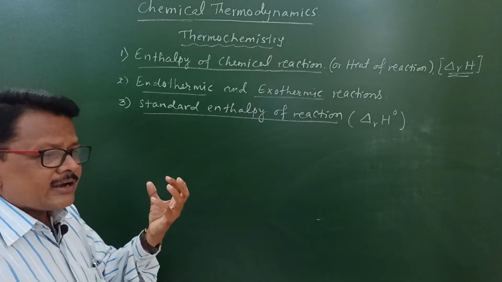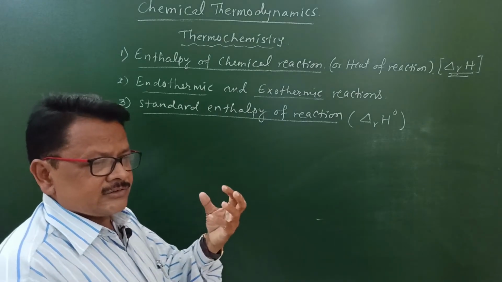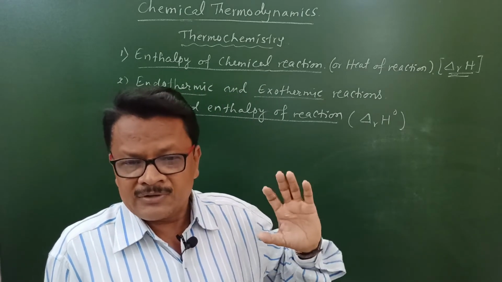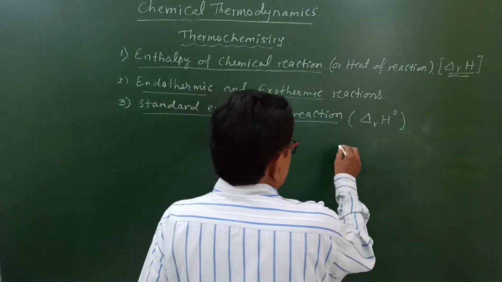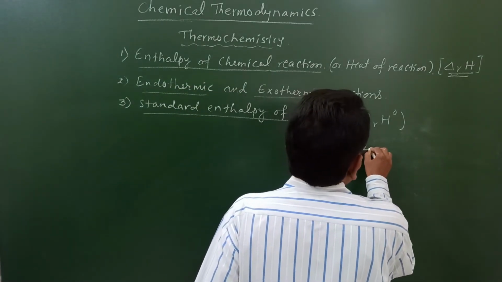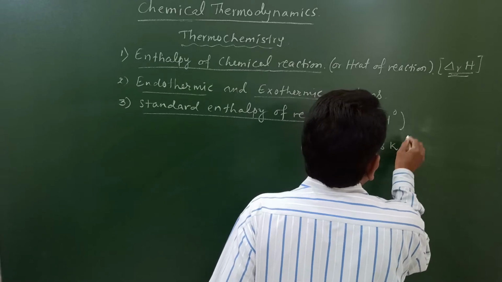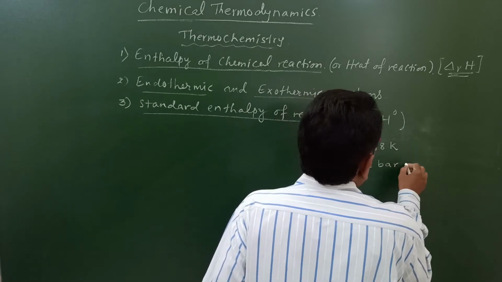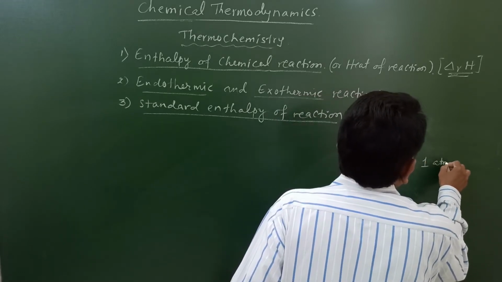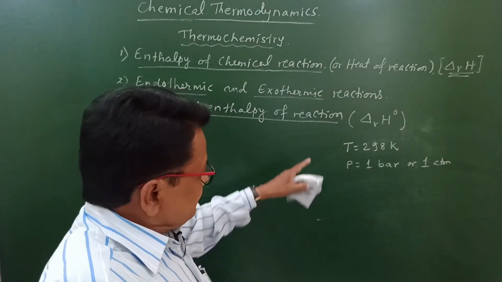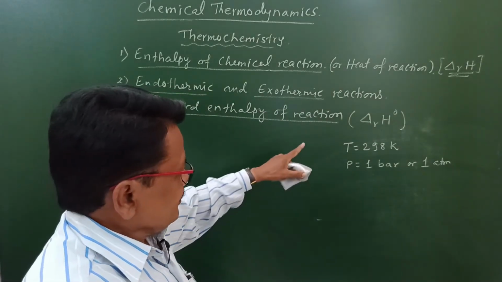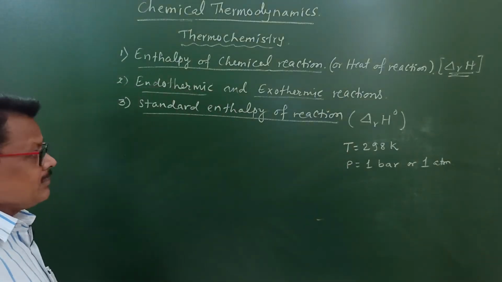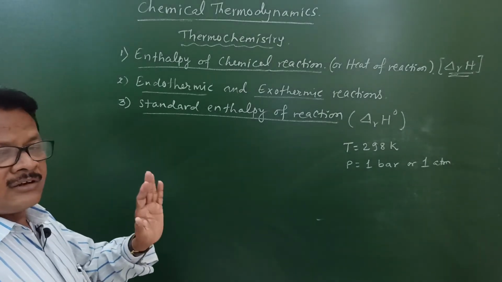What is meant by the word standard? Standard conditions should be applied there. You know what the standard conditions are? Temperature and pressure conditions. At standard temperature, T is equal to 298 Kelvin, that is room temperature, and pressure is 1 bar, or we can say 1 atmospheric pressure. So these are the standard conditions: room temperature 298 Kelvin and pressure of 1 bar.